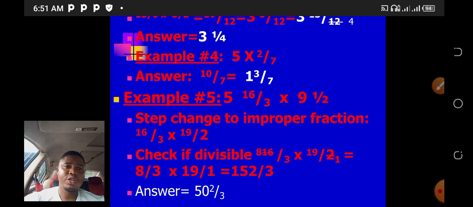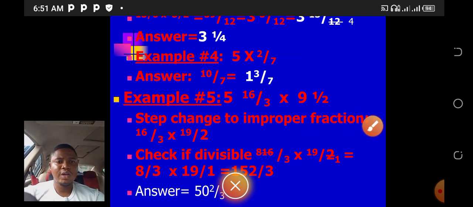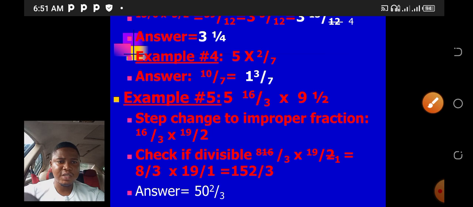The step 1 is to change 9 whole number 1 over 2 to an improper fraction. So we have 2 times 9, which is 18, plus 1, which is 19 over 2. That's why we have 19 over 2 here. You can see 19 over 2 here. So we have 16 over 3 times 19 over 2.